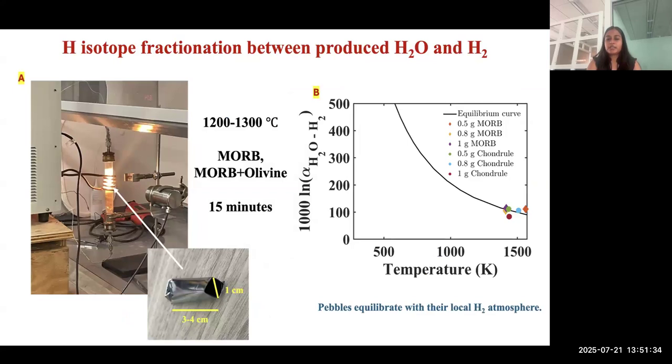I was also interested to see how much water is produced and what happens to the water that is produced in this whole reaction. So this is a similar experiment I have done, but in a different setup. This is an induction furnace. In this case, I have a quartz tube, and here I have a molybdenum crucible, and I have used Morb and filled this with Morb.